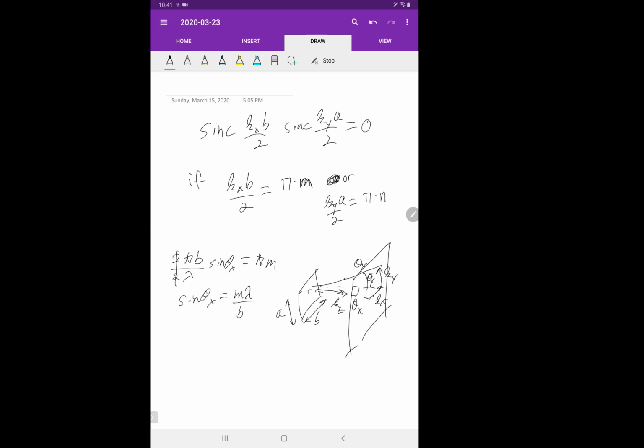All right. So I get a 0 whenever sine of theta x is m lambda over b, or if I went through all of the same reasoning, when sine of theta y is n lambda over a, because I would just do 2 pi sine theta y a over 2 lambda equals pi, and I keep touching that. I'm holding my stylus the wrong way.